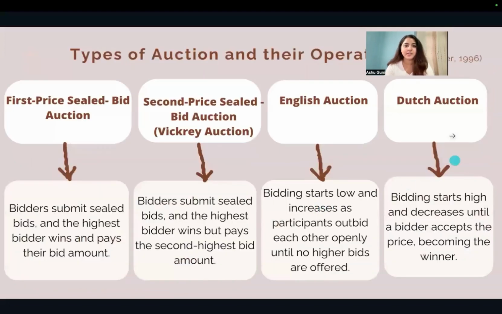There are various types of auction, and in this slide we will discuss the types of auction and their operations. So first we have first price sealed bid auction and second price sealed bid auction, also known as Vickrey auction. We have English auction and we have Dutch auction.